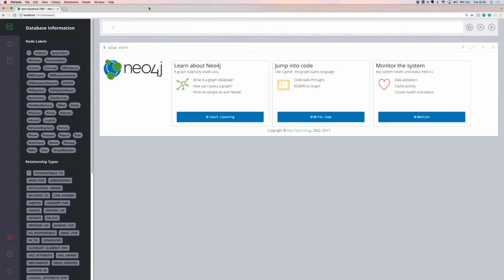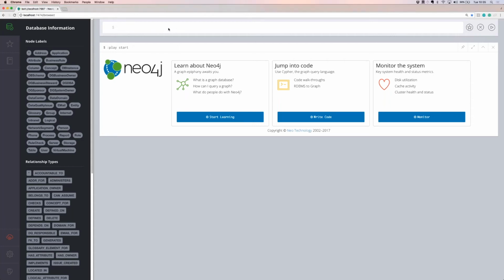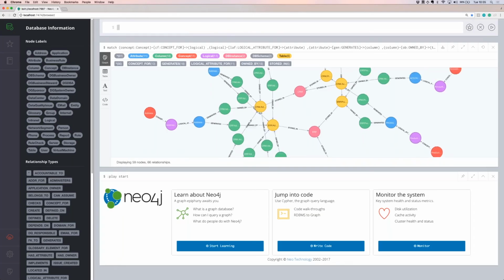What you see on your screen now is the developers' or analysts' front end to Neo4j. From this interface, we can interact with the graph database. We can run queries and visualize what's in the graph. In order to do that, we're going to use the Cypher query language, a pattern-based, sort of ASCII art-based query language that we can use to query the graph.